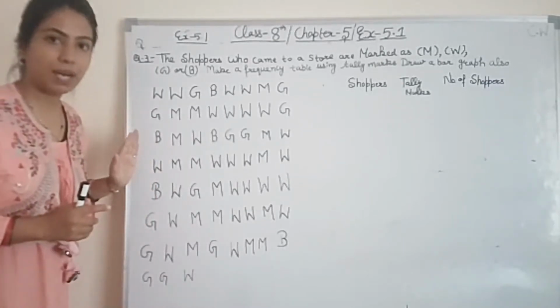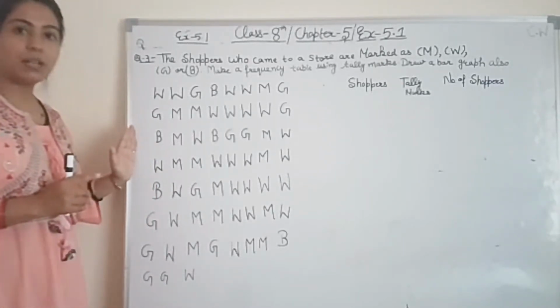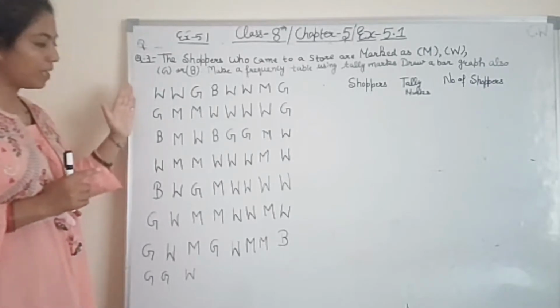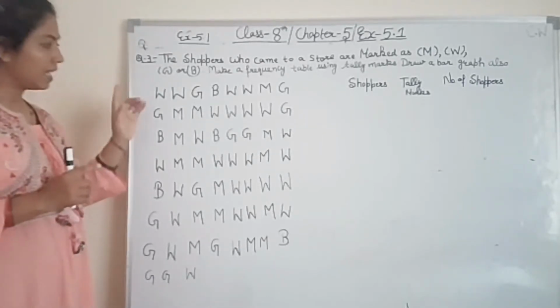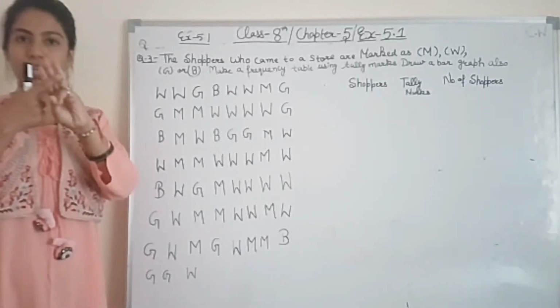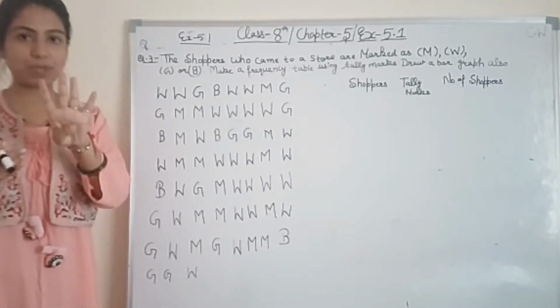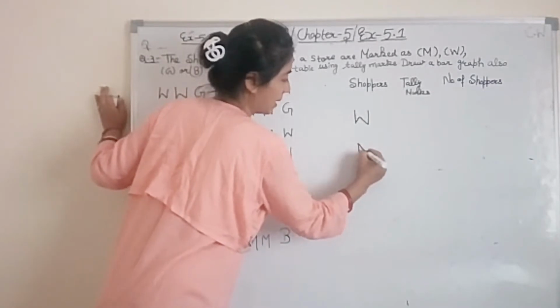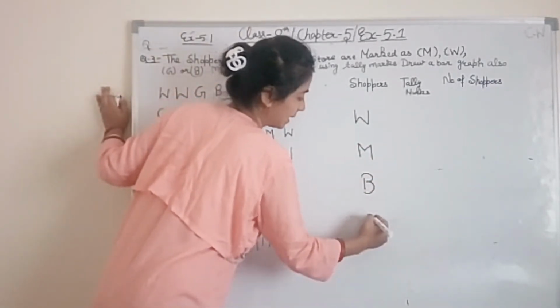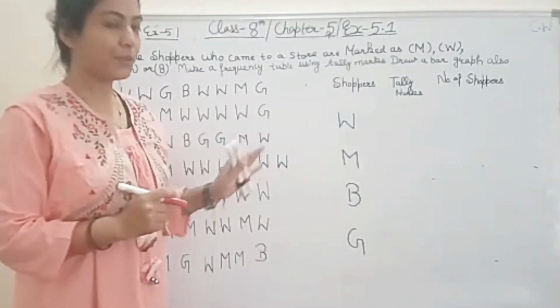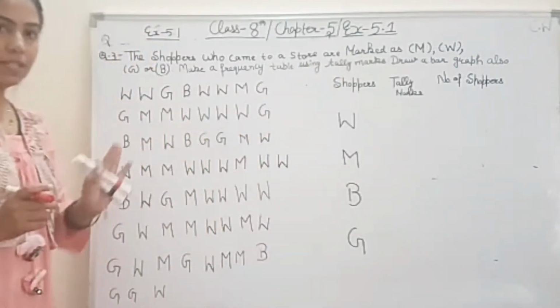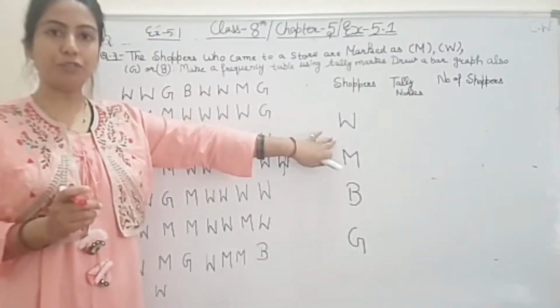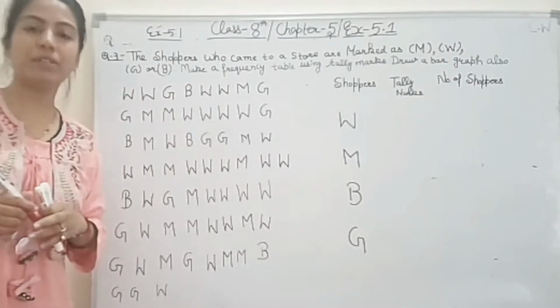First of all, tally marks. For tally marks, what we have to do is see how many shoppers came, the variety: women, men, boy and then girl. 4 types of shoppers came. So first of all, shoppers are women, men, boy and girl, right? So we'll make the tally marks for women. First of all, we'll count the women in this series, how many women we have.